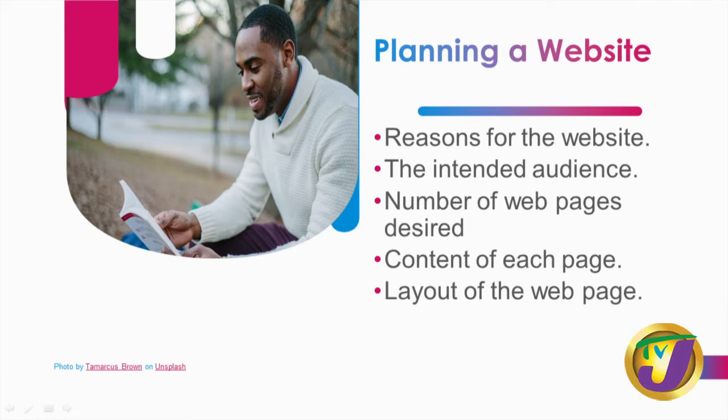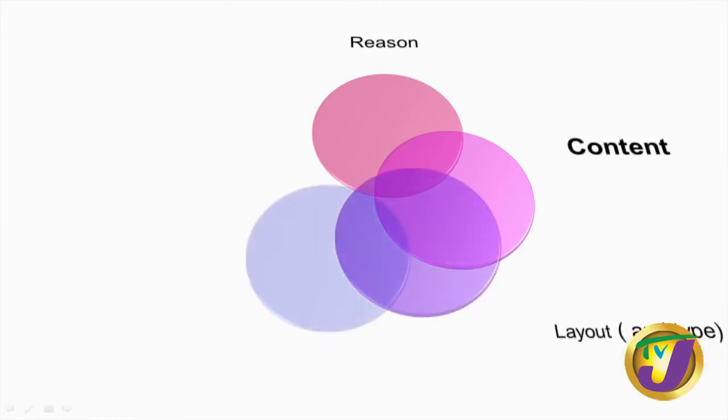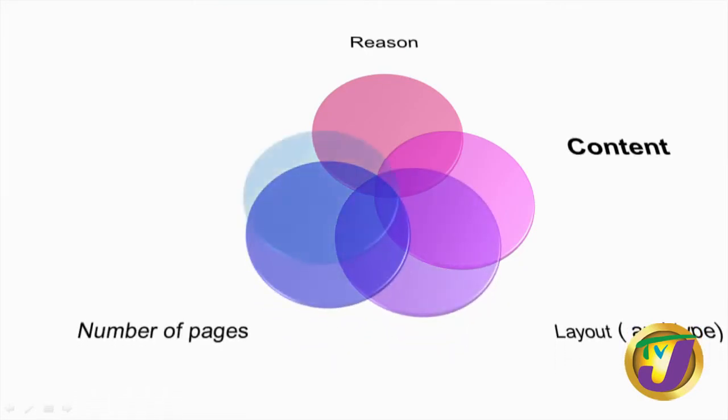The next thing we need to look at is the number of web pages, the content of each web page, and the basic layout of the web pages themselves. All right? So 5 things. But I like to think of them not just as 5 separate things, but 5 things almost interlocking or joining together. So the reason, the content, the audience, the number of pages, and the layout have to come together to form one cohesive vision for your web page.